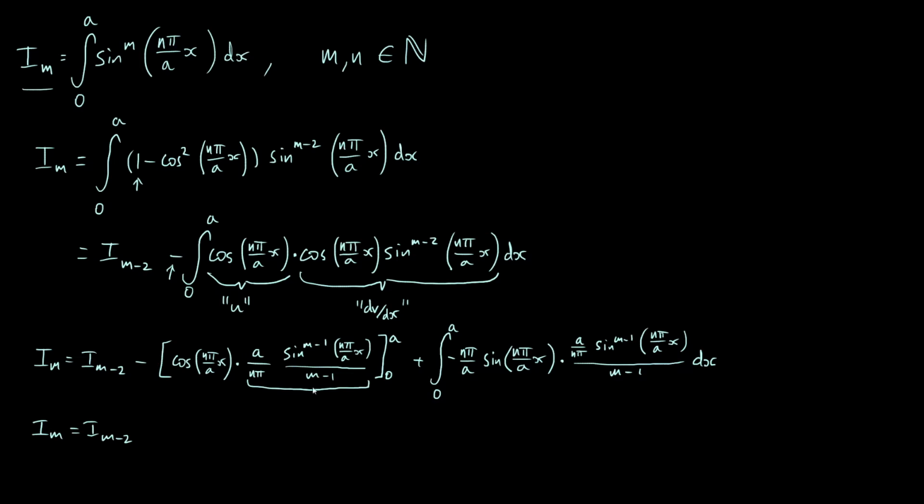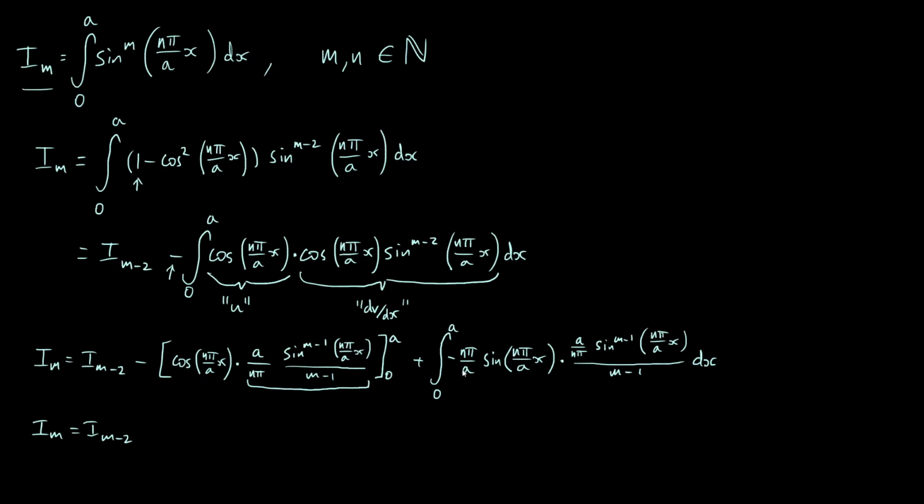And what's going to happen, let's think about this bracketed term here, this term in the square brackets. So if we put in x equals a, so when we use this top value in the square brackets, this sine term here is going to be just sine of n pi, right? And sine of n pi is always 0, and so that's just 0. And what happens when we put in x equals 0? We again get sine of 0, and so this whole bracketed term just disappears, turns into 0. So we don't have to worry about that, which is nice.